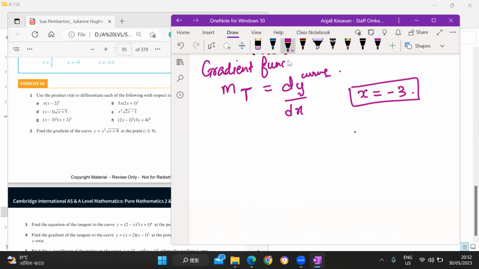If we know the gradient function, we can easily find out any gradient at any point of x, okay, on the curve. So let's find out what is our curve. x squared times square root of x plus 4. Okay, that's your curve.